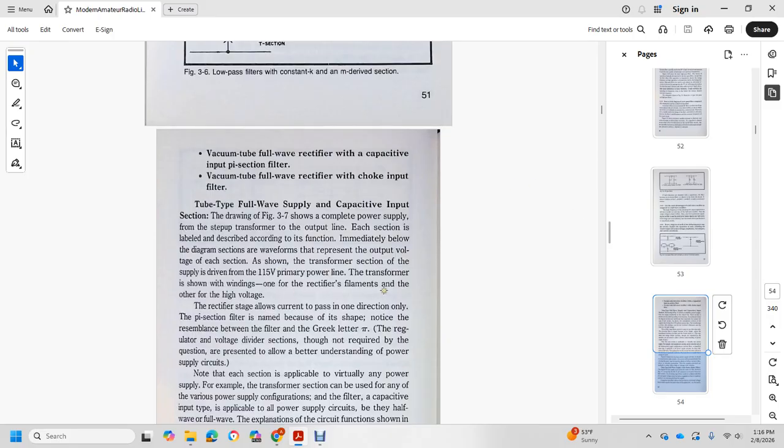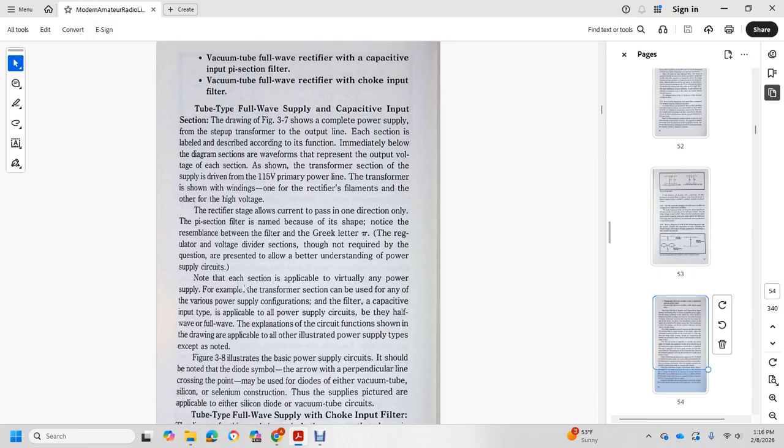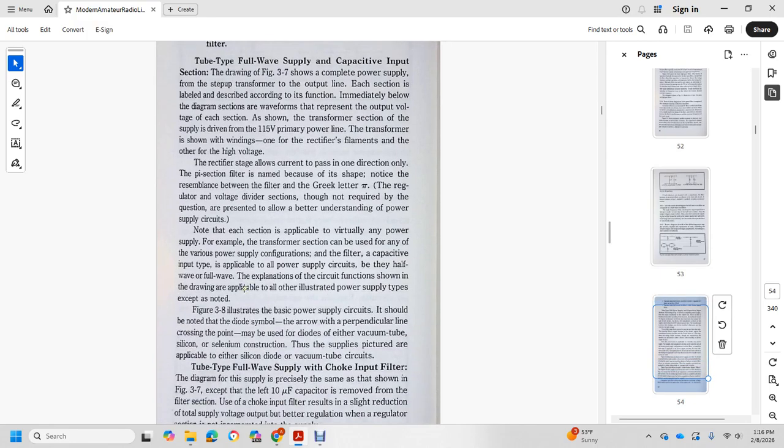One rectifier with the filaments of the older high voltage rectifier set, each allowing current to pass in one direction, over the pi section filter. The meaning is because of the shape of the filter, the resemblance between the filter and the Greek letter pi, with the regulator of the voltage derived by the section. For a better understanding of the power supply circuit, consider the sections of virtually any power supply.